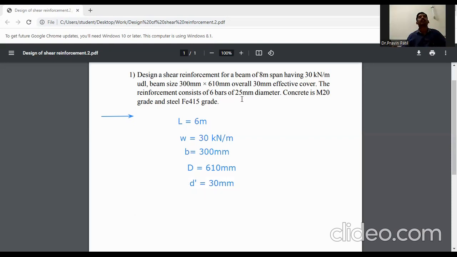Then the reinforcement consists of 6 bars of 25 mm diameter. That means AST is equal to 6 bars it is given, 6 into diameter of bars it is 25. Then area for circular bar it is pi by 4 d square, pi by 4 into 25 square. The area of steel in tension we get.